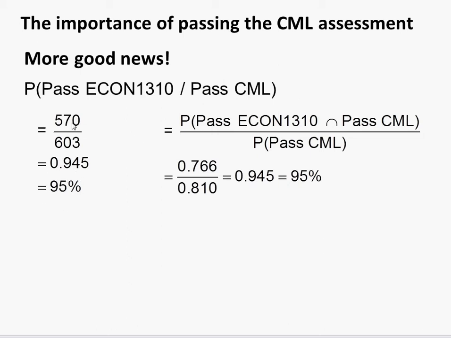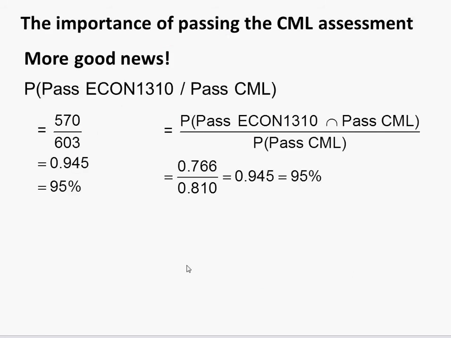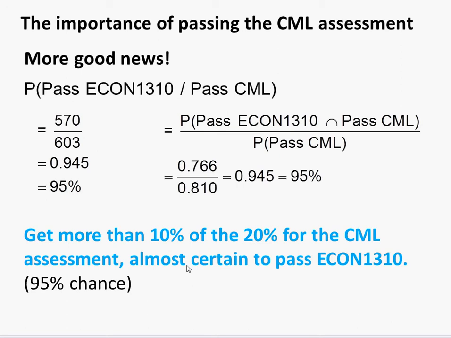If we just go back, the probability of passing the course given that you pass the CML, as soon as we say given passing the CML, we reduce the sample space to only 603. And the number that passed Econ 1310 is 570. So it's 570 over 603. So 95% chance of passing the course if you pass the CML component of the course. That's pretty impressive, because that means you're almost certain to pass the course if you pass the CML component.